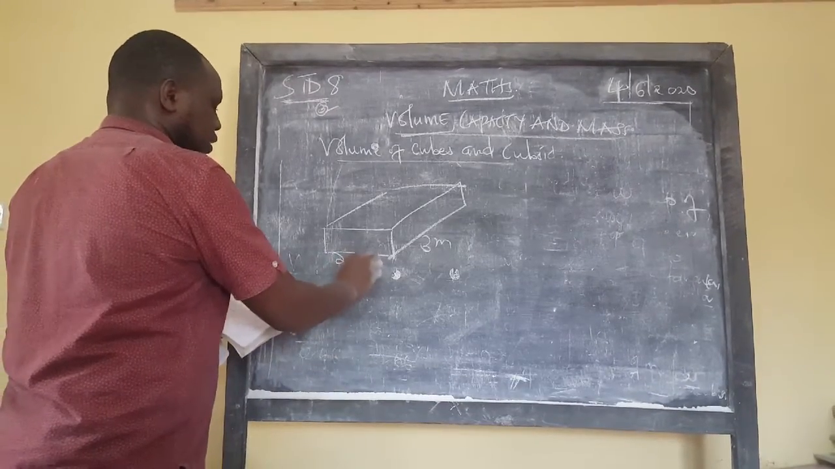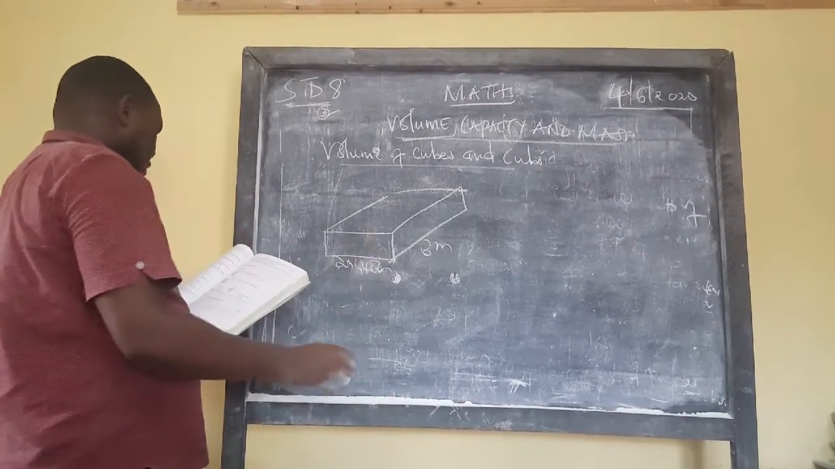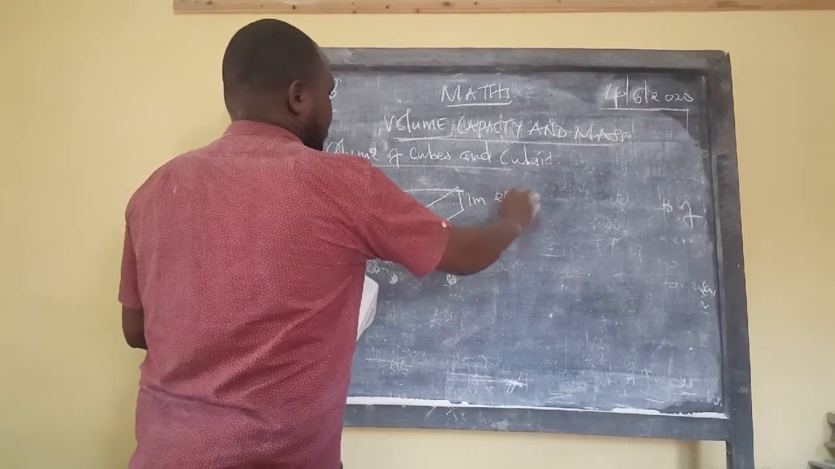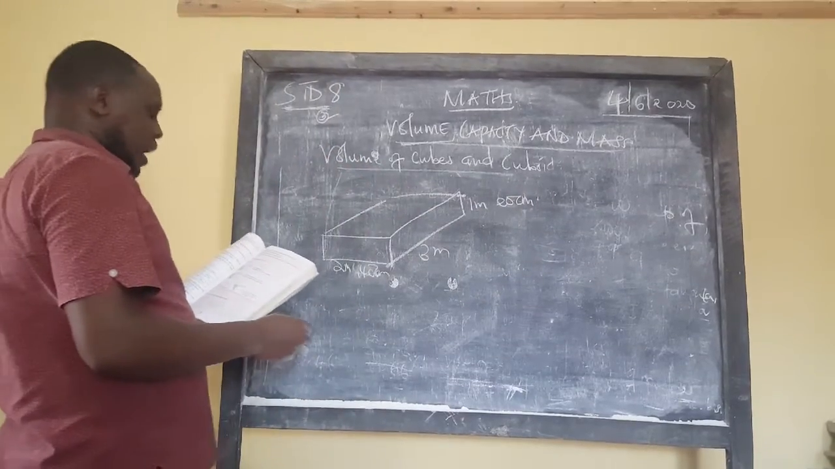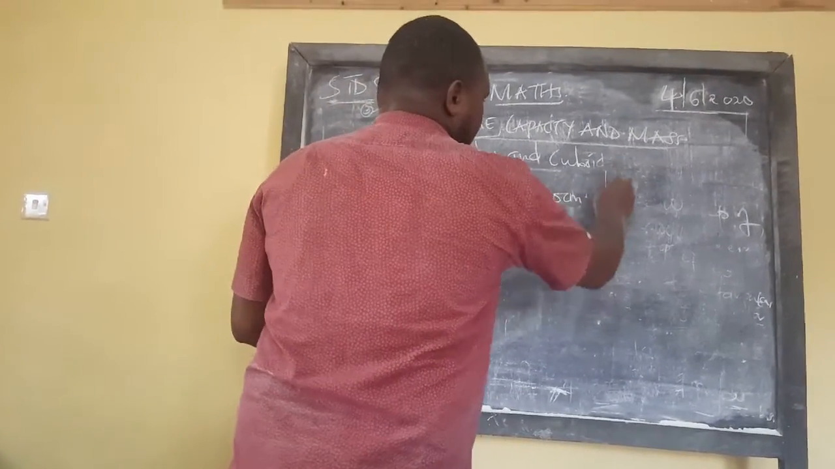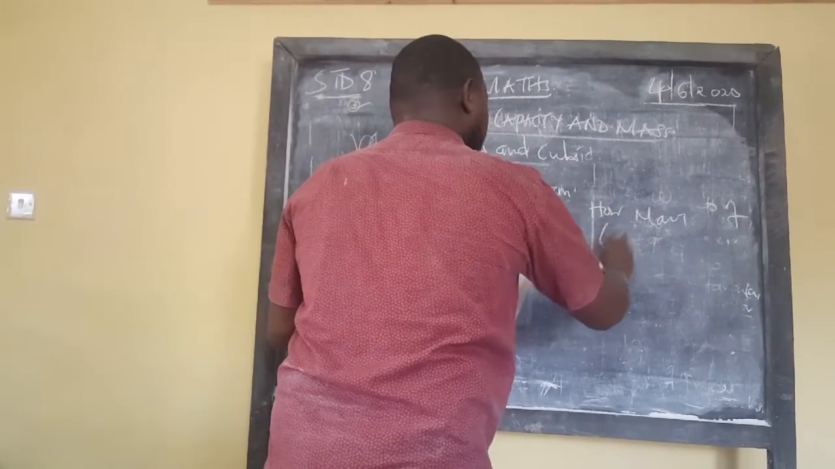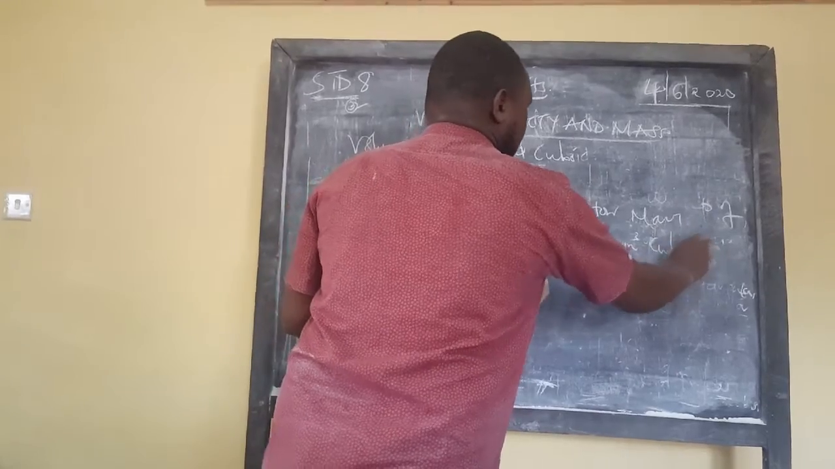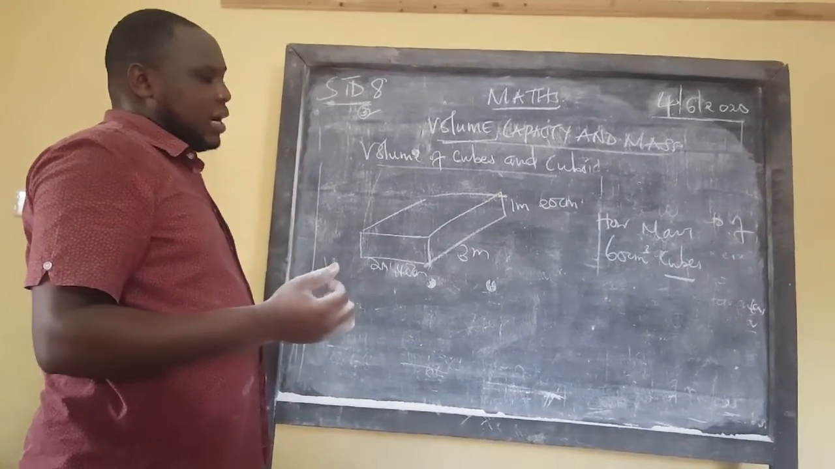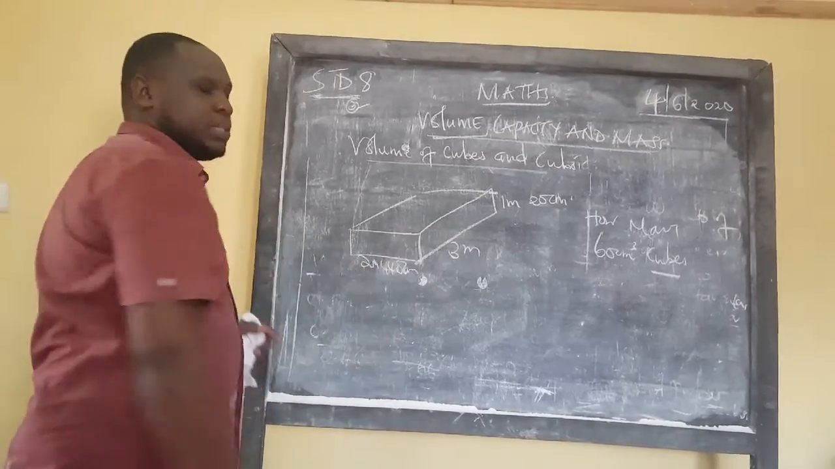40 centimeters, and this one is 1 meter 20 centimeters. That is the height. The question is how many 60 cubic centimeters cubes. In other words, they're asking if someone has some cubes whose volume is 60 centimeters cubed, how many of them can enter into this particular box?